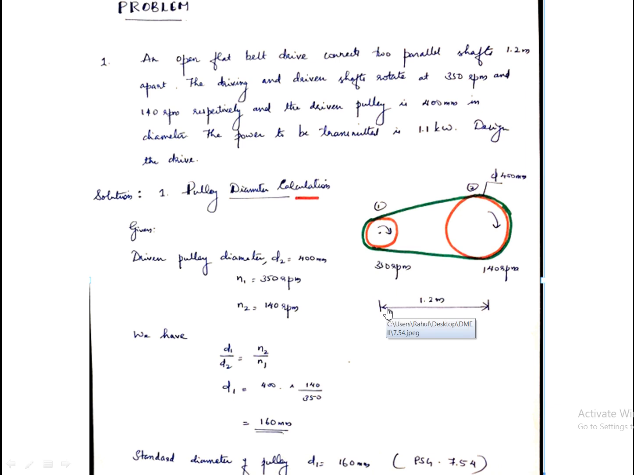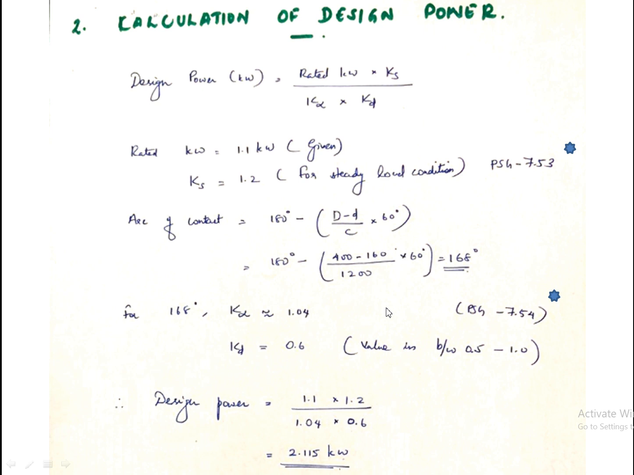Fine. So once you get that value, let us move on to the second step, which is the calculation of design power. Design power we are finding out to determine the width. So design power in kilowatt, this is the standard equation: rated kilowatt into Ks divided by K alpha into Kd. Now the rated kilowatt is given in the question, as I said, it is 1.1 kilowatt. Now you need to take the Ks value.